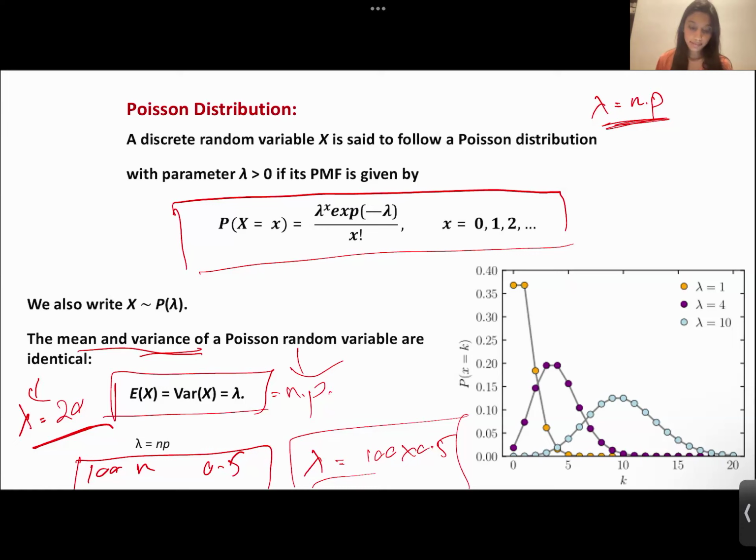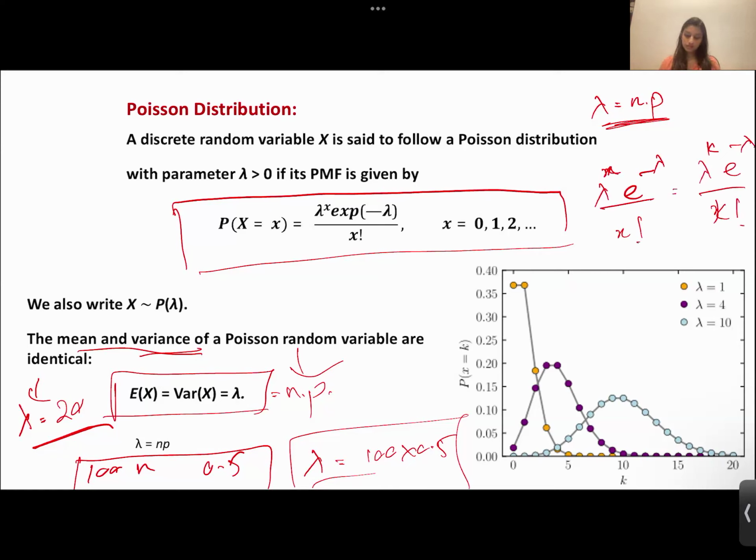So the probability mass function for P of X equal to x is given by lambda power x, e power minus lambda, divided by x factorial. So x is k, and it can also be written as lambda power k, e power minus lambda, divided by k factorial.